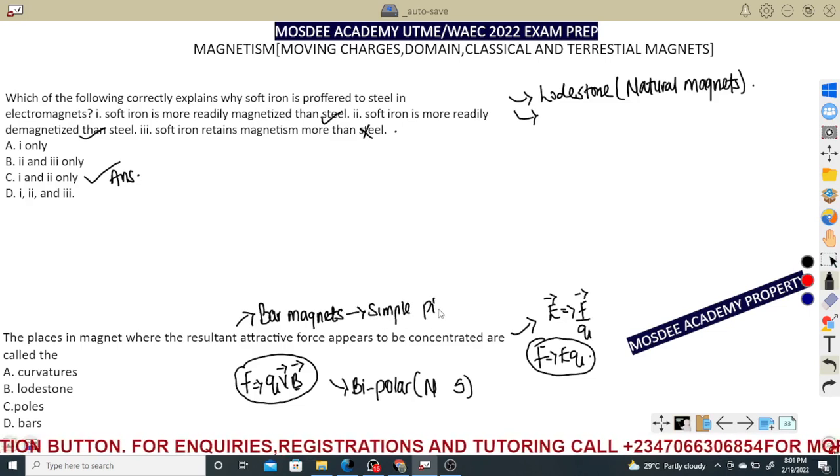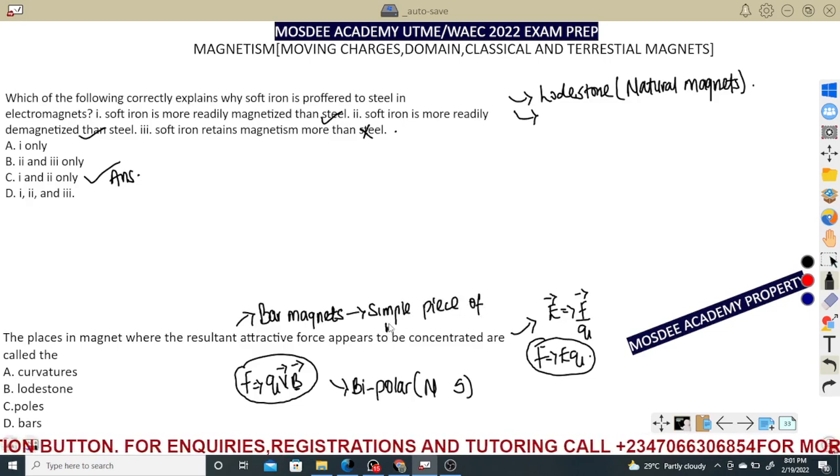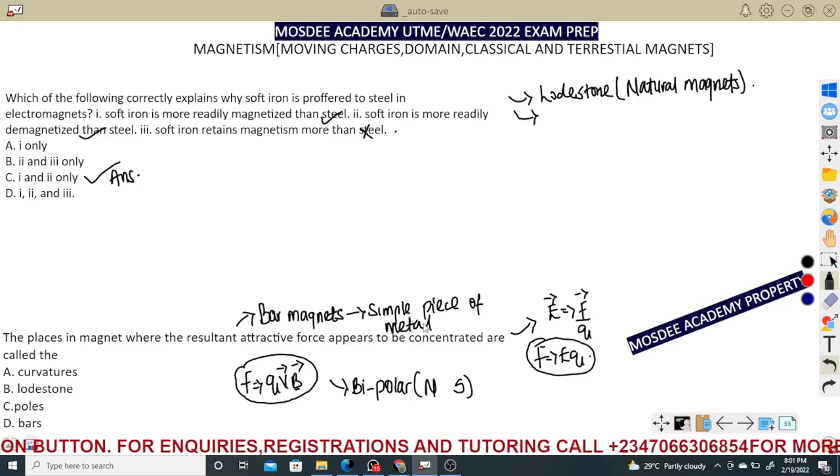The simple piece of metal, a quick one. Just maybe in future, if I see the question, I'm just going to pass it.